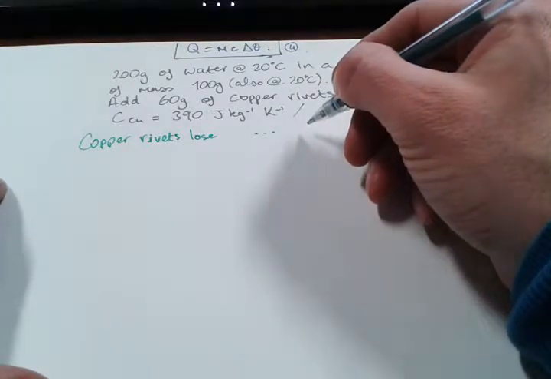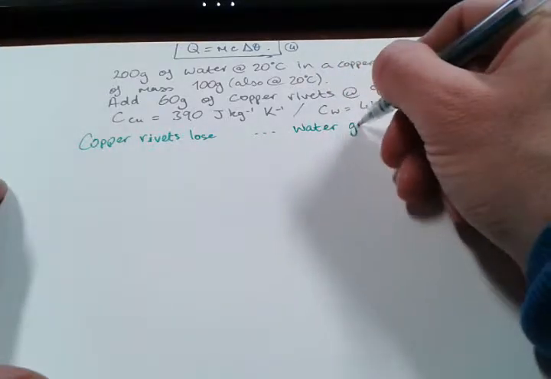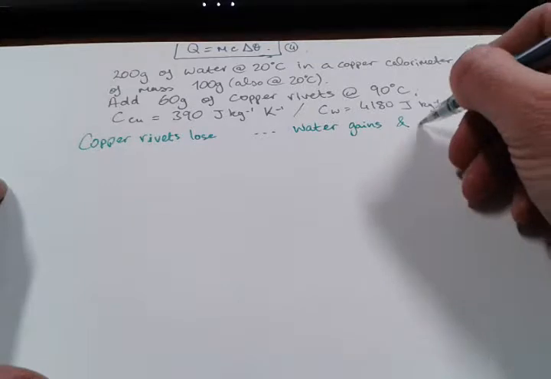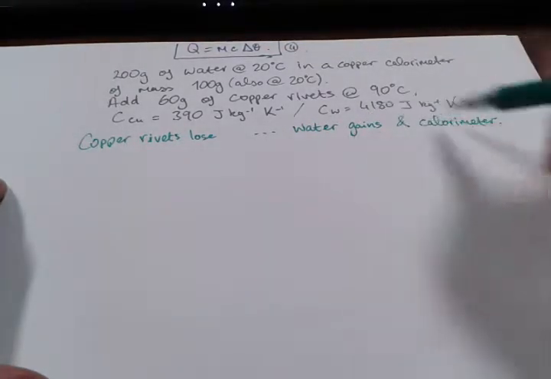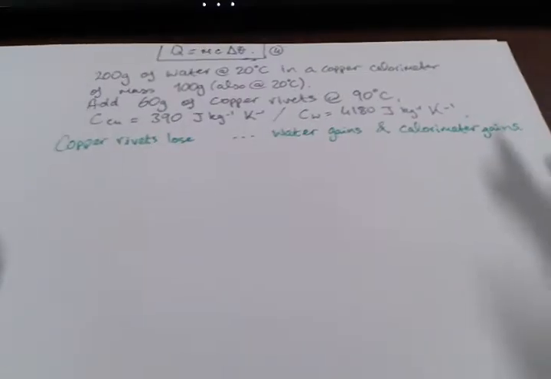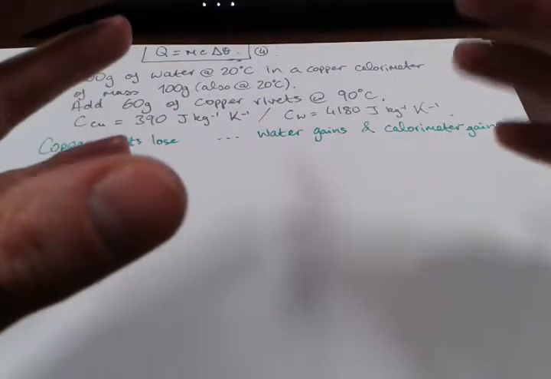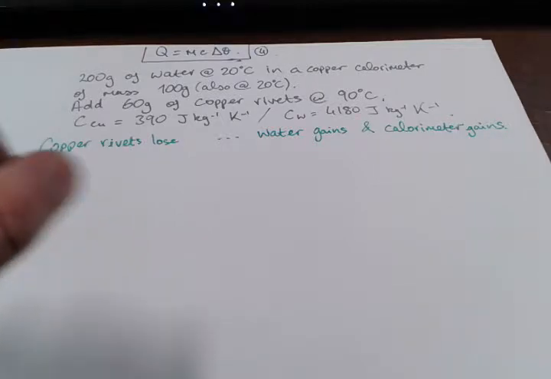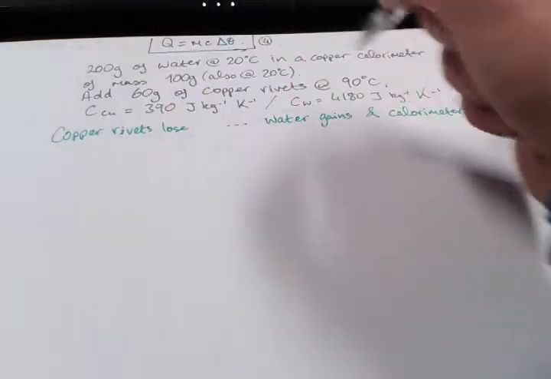Now, what gains heat energy here? And this is a little bit more complex than the last example. Well, the water gains heat energy. And the calorimeter. The calorimeter and the water are in thermal contact. So if we heat up the water, well, that's going to heat the calorimeter. And we're going to assume that the calorimeter is insulated from the surroundings, so that none of the surroundings are going to get heat energy as a result. Right, let's look at how we work this out.